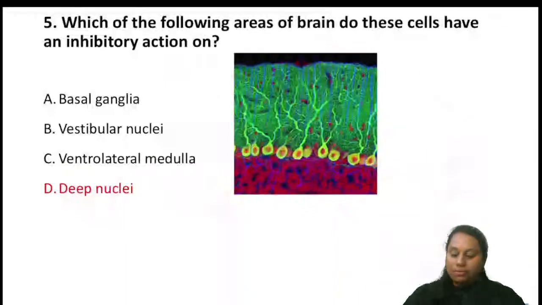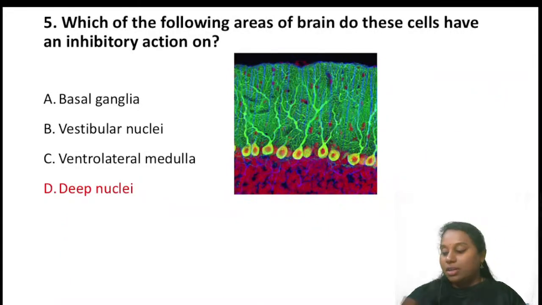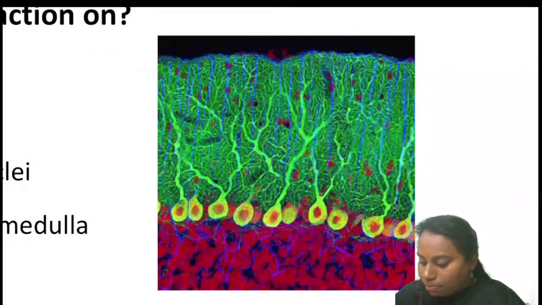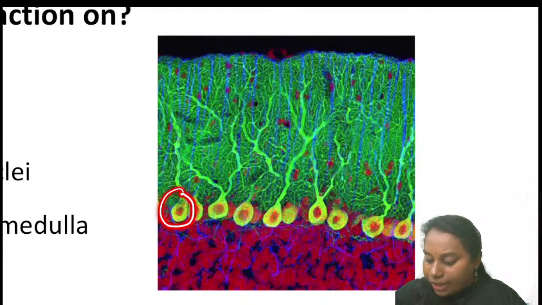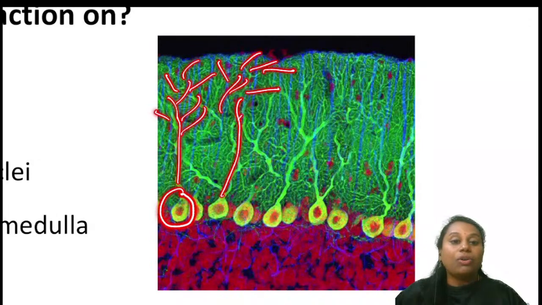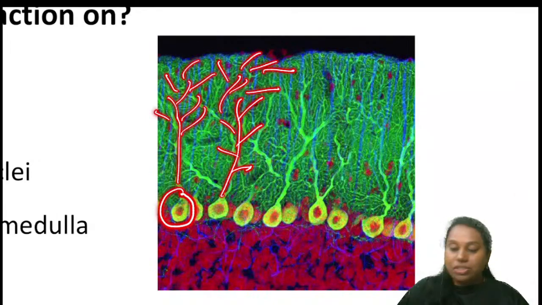Over to question number 5. Which of the following areas of the brain do these cells have an inhibitory action on? First of all, identify the cells. What are these cells? Can you see big cells where the dendrites are dividing again and again to form multiple branching processes like this? Have you identified the cell? Yes, the cell is the largest cell of the nervous system. Yes, Purkinje cells. The cells that are shown here are all Purkinje cells.